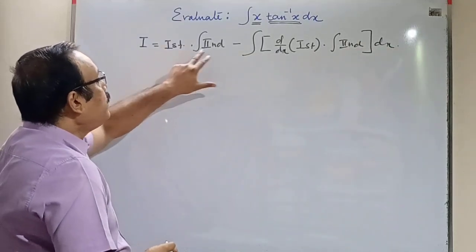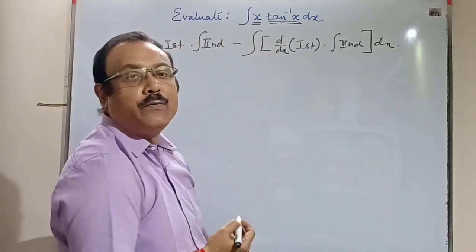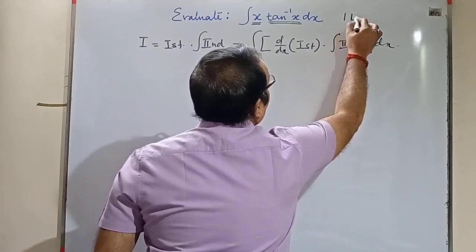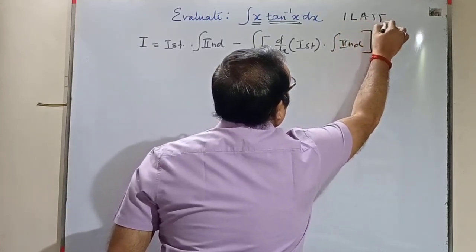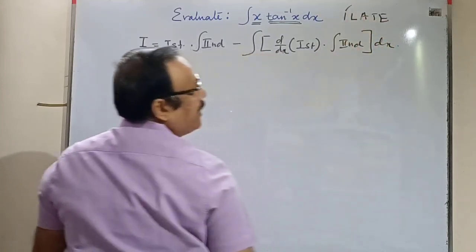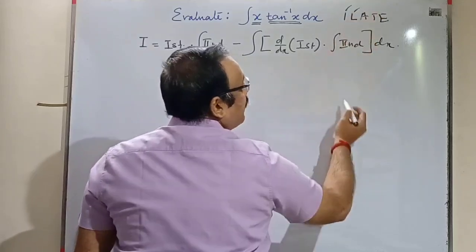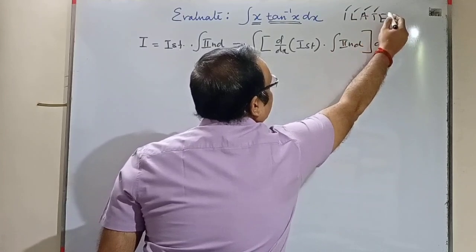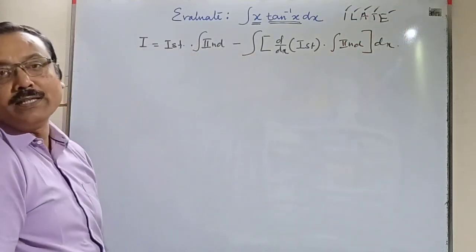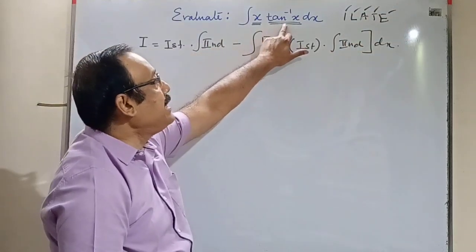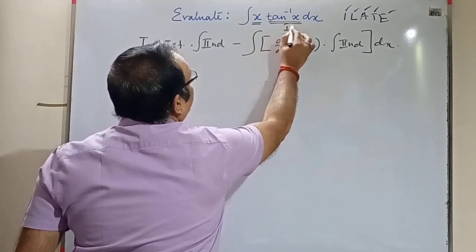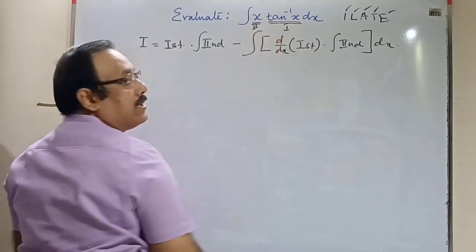So naturally we need to select which one is my first function and which one is my second function. How do we select? We select using ILATE, where I is inverse trigonometric function, L is logarithmic function, A is algebraic function, T is trigonometric function, and E is exponential function. So here tan inverse x is an inverse function, so this will be my first function and x will be my second function.